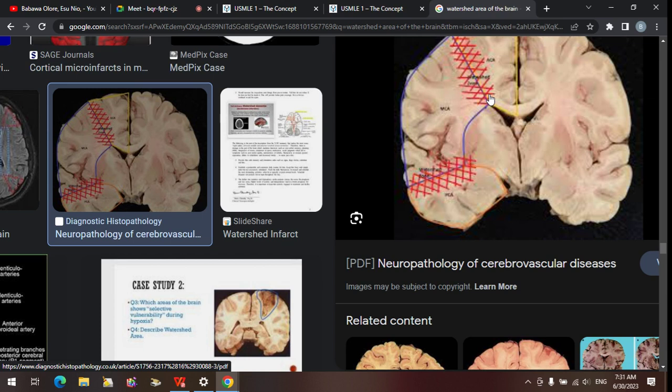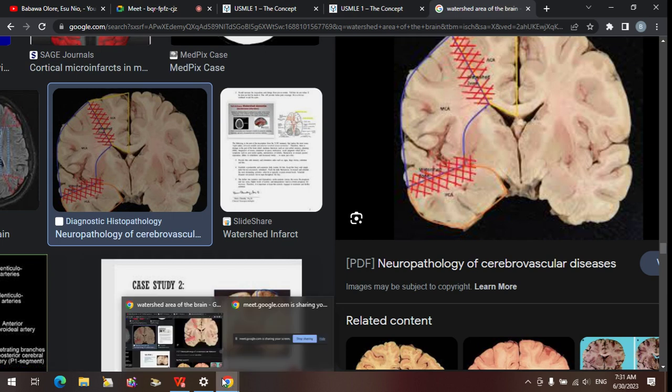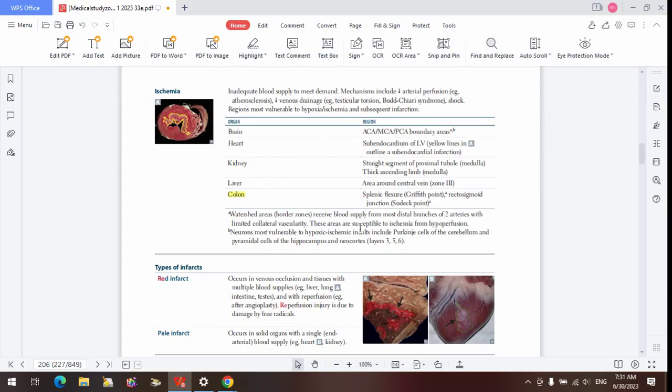So that is why these areas are where the infarct will settle first, because they are supplied by the distal branches. So here, distal, here, distal. Because it will take time for blood to get to that area. So that is one, the watershed area of the brain: the boundary between ACA and MCA and MCA and PCA, watershed.